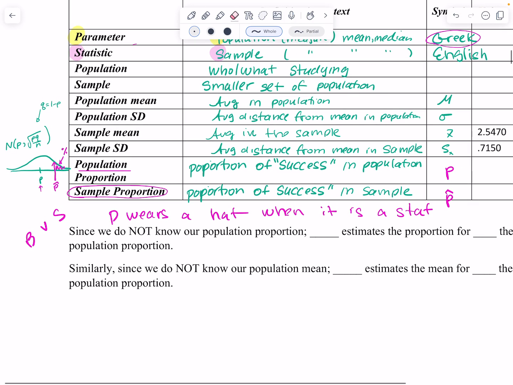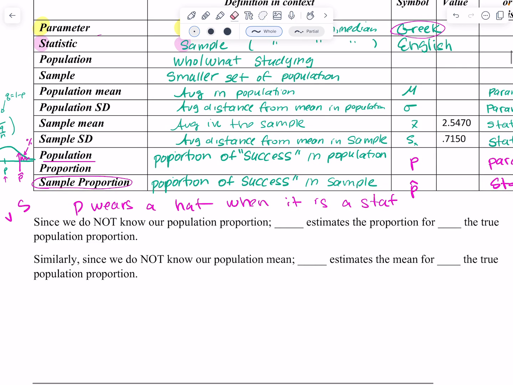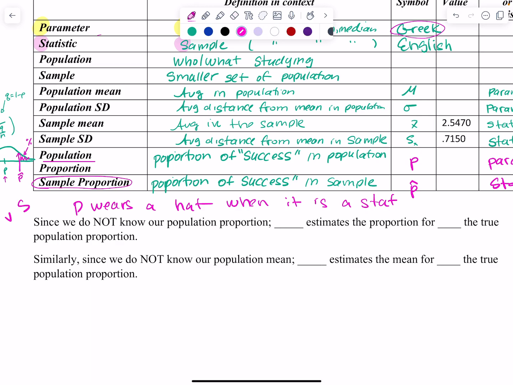and that's when I use a proportion. Because we don't know our population proportion, and remember, the population proportion is my P, I use P hat to estimate P, the true population proportion. P hat is for my sample, and I don't know what the population value is, so I'm going to use it to estimate my population parameter.